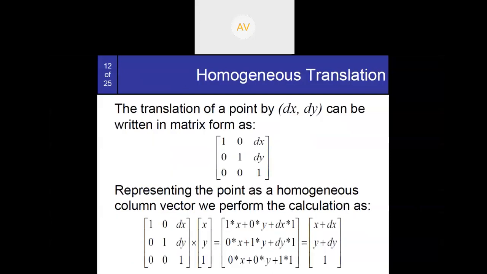See here, the homogeneous translation matrix. You can note down this formula as the translation transformation matrix. This one.